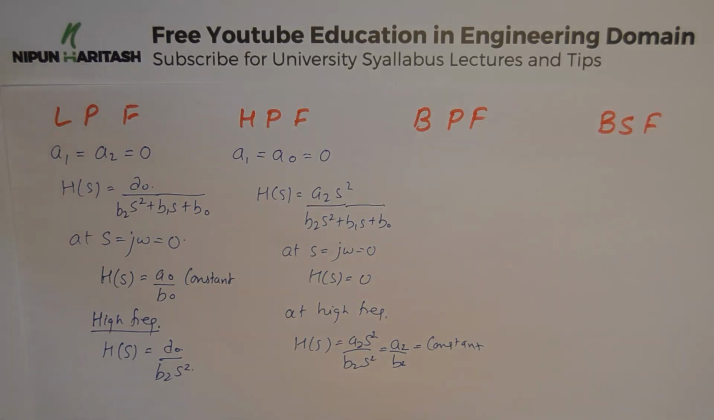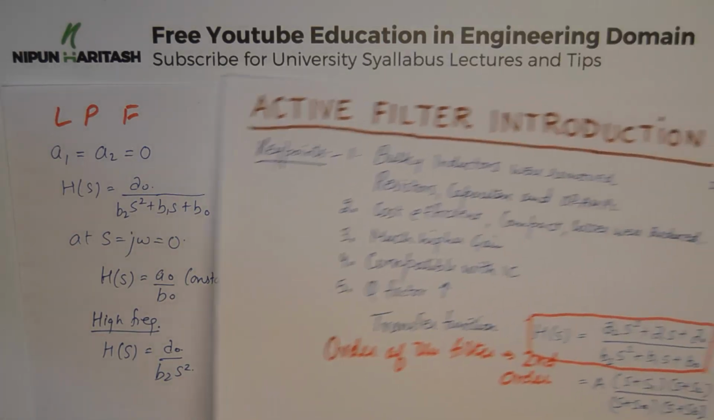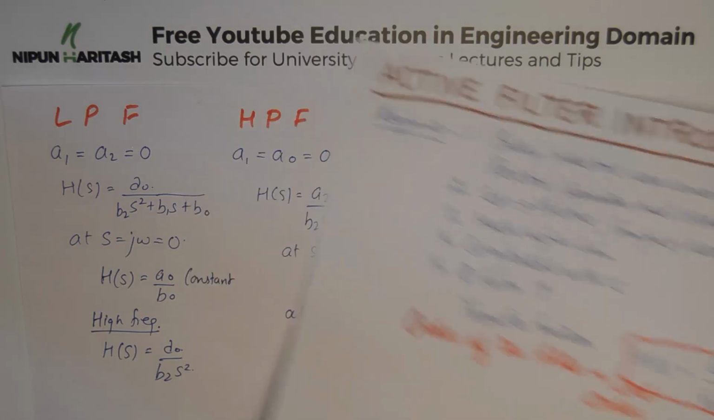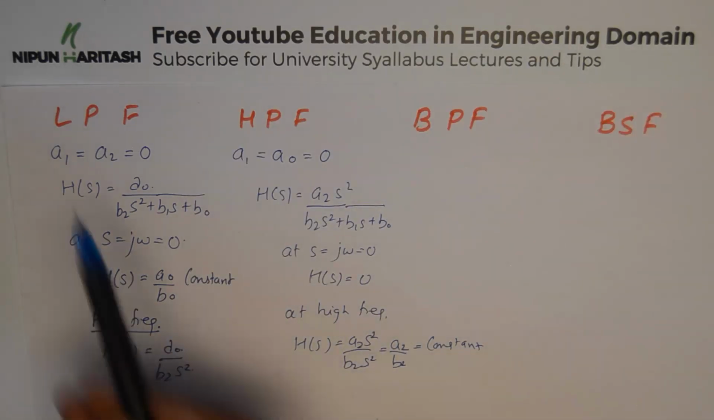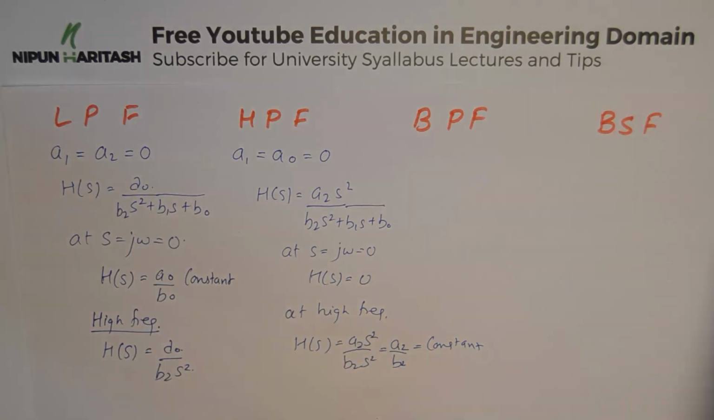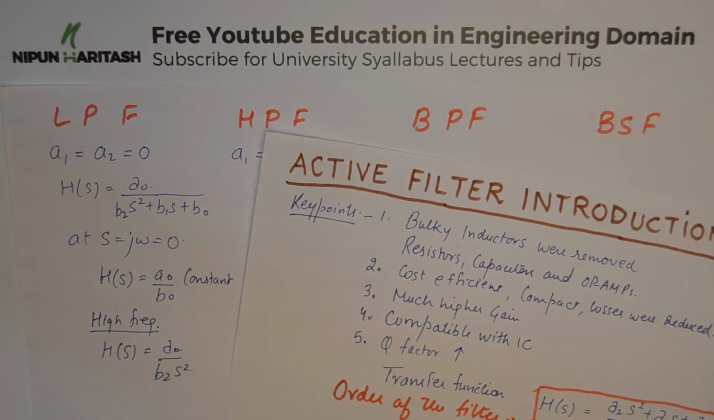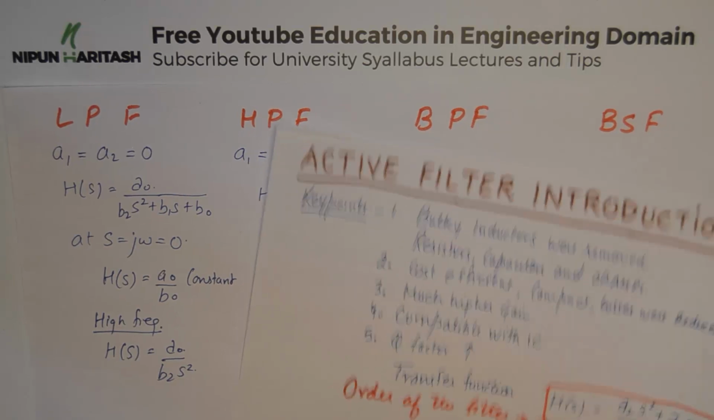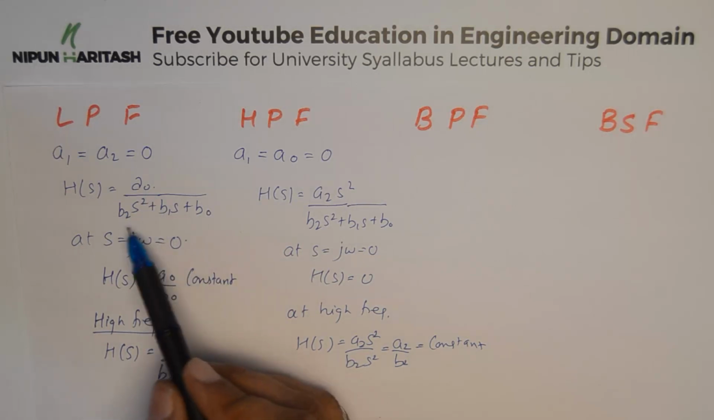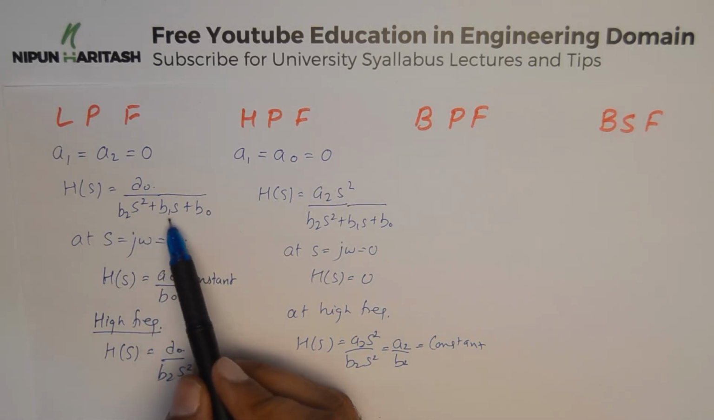Alright, now let's consider some special cases. What I want you to do here is, as I mentioned, we should tweak the values of these coefficients a0, a1 and a2 to get the desired type of filter. For example, if you wish to make a low pass filter, we can keep the values of a1 and a2 to be 0. Now keeping a1 and a2 to be 0 will give me my transfer function equivalent to a0 upon b2s square plus b1s plus b0.